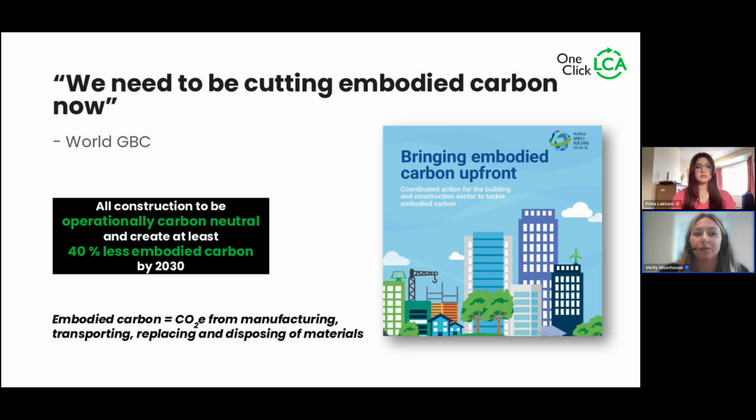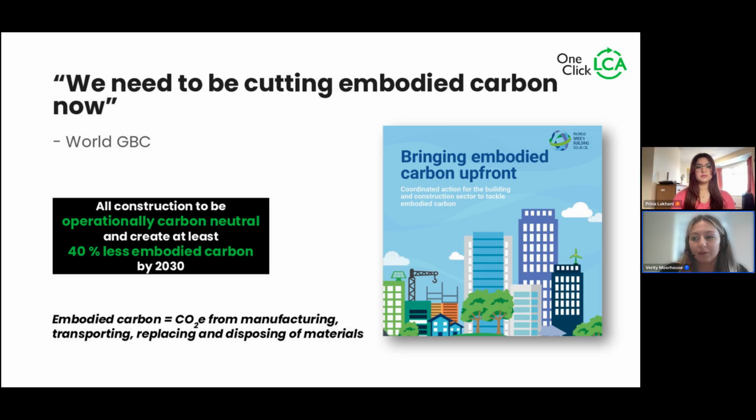So within the London Plan, you have to do a building LCA for every mayor referable scheme within London. That doesn't mean that you have to have EPDs, but ideally EPDs are the most reliable data that's used within those building LCAs.